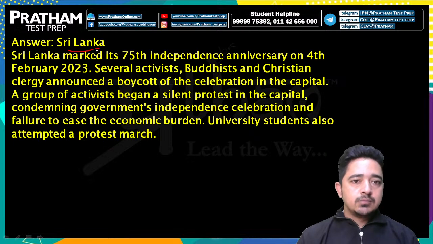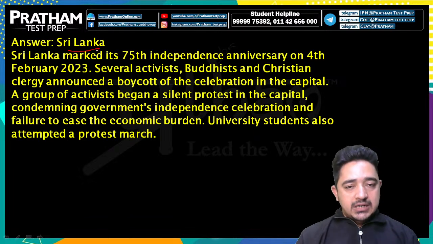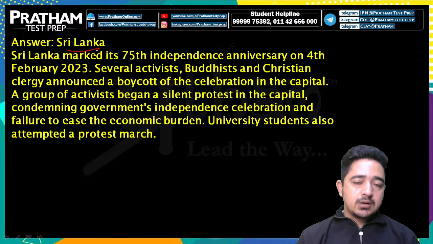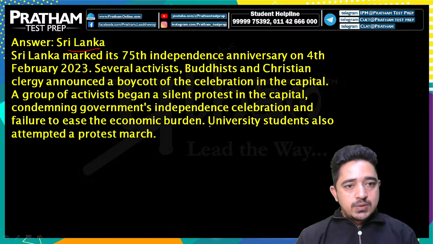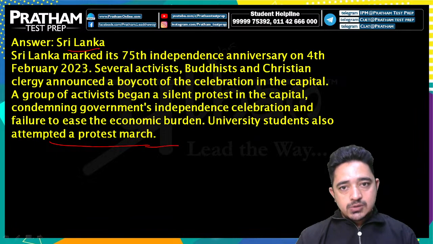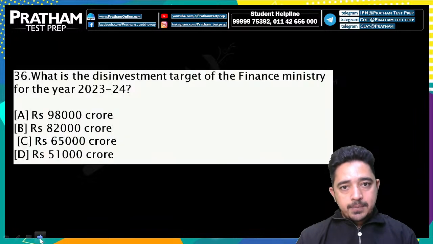Several activists and Buddhist and Christian clergy announced a boycott of the celebration in the capital. A group of activists began a silent protest in the capital, condemning the government's independence celebration and its failure to ease the economic burden. University students also attempted a protest march. So Sri Lanka is the right answer.